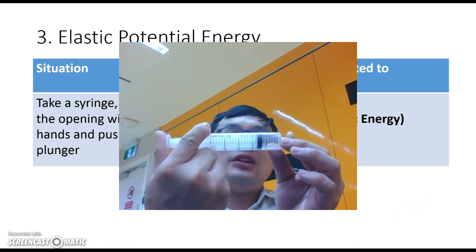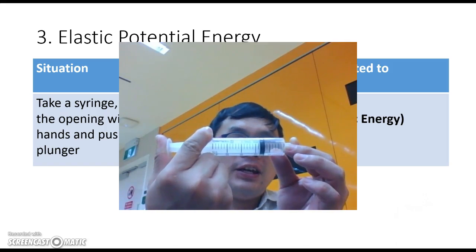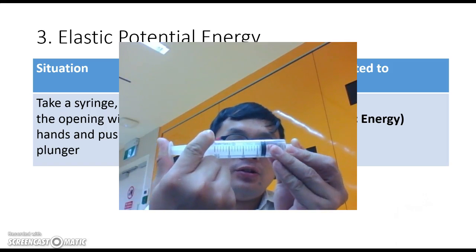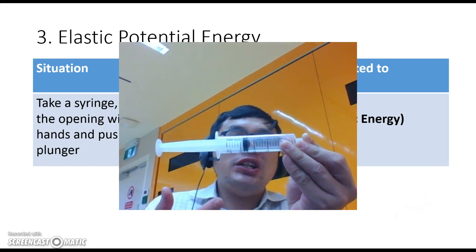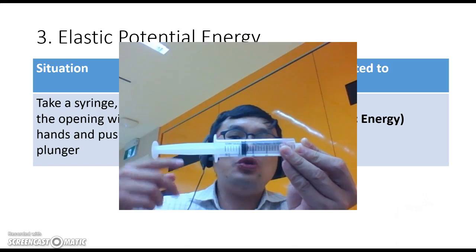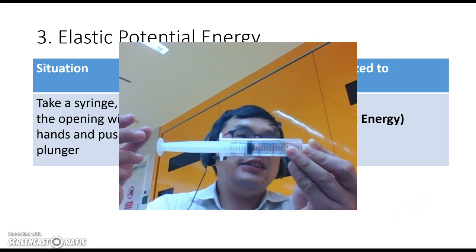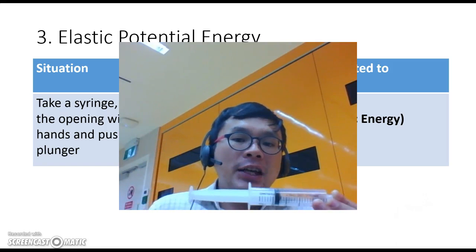Okay, and what's going to happen to the plunger when I let go? Okay, the plunger is going to move, right? So let me let go. Yeah, so there we go. So that means that the stored energy in the compressed air has now been transformed into the motion of the plunger, and hence it has been converted to kinetic energy.